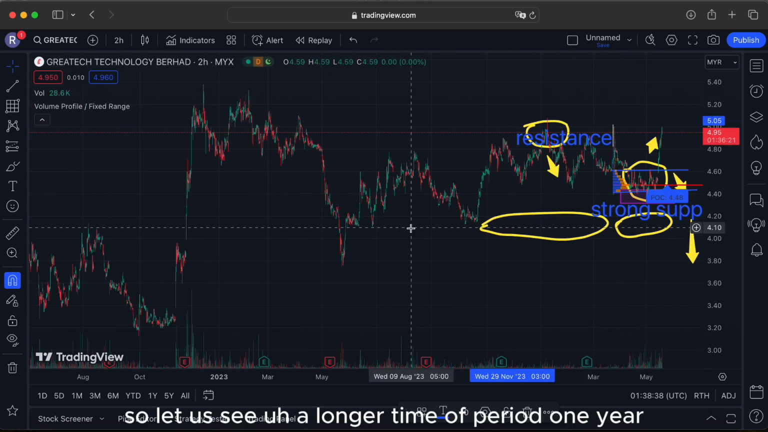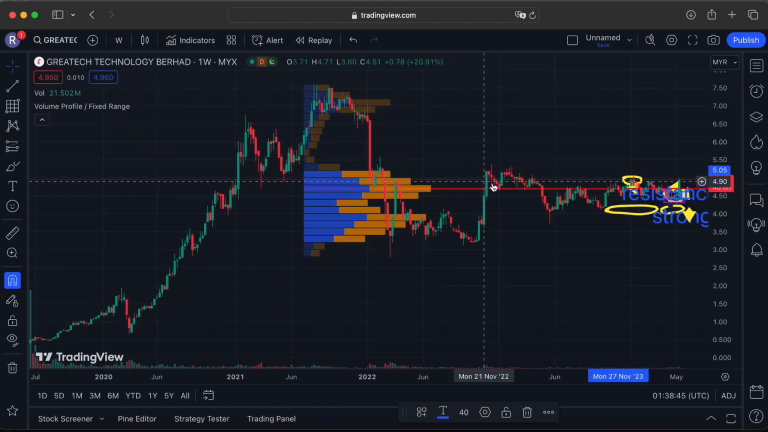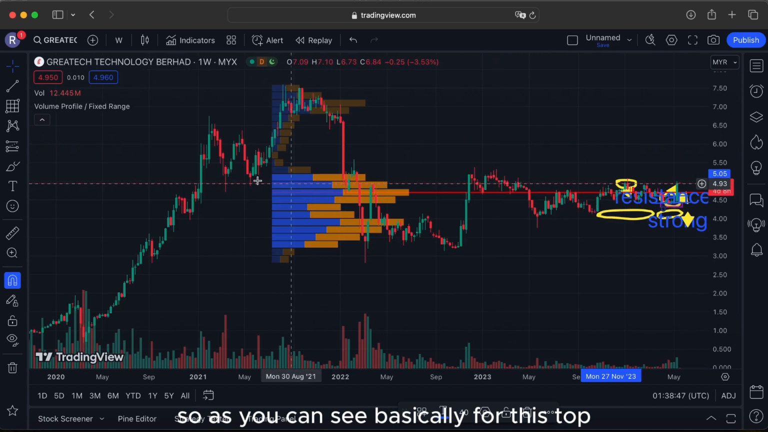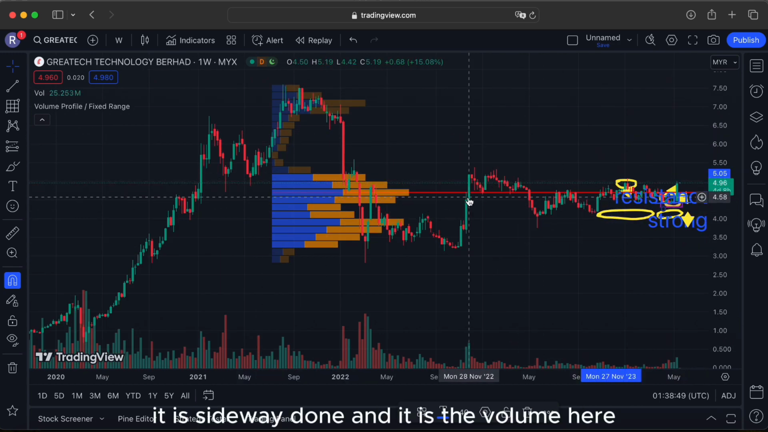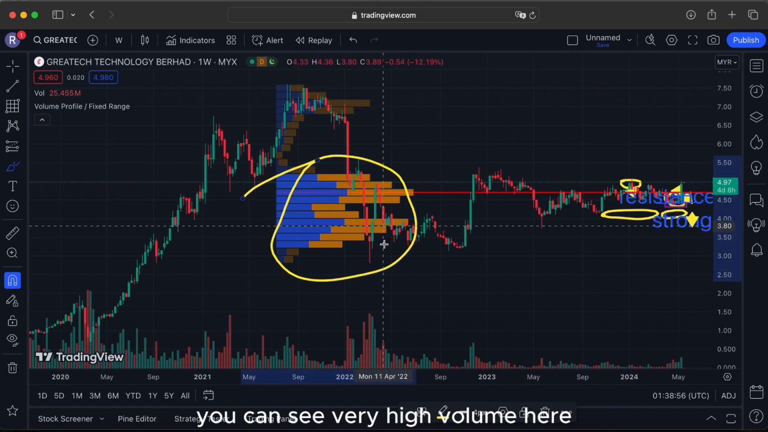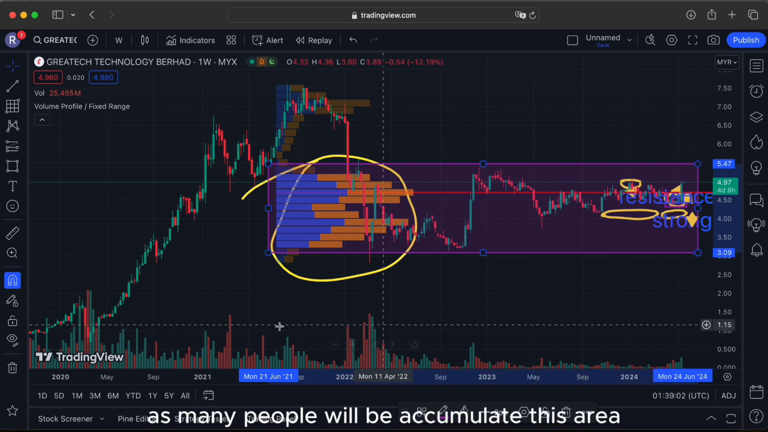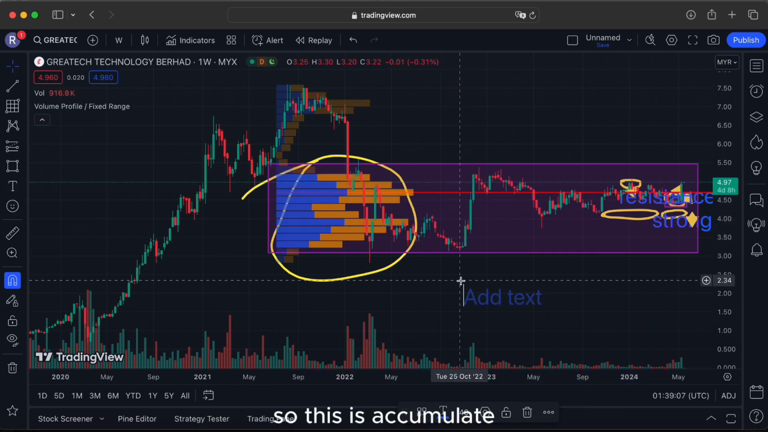So let us see a longer time period, 1 year. Okay, so 5 years. As you can see, for this stock, it is a sideways zone, and you can see very high volume here. This means that this area is confirmed to be a very strong boundary box, as many people will accumulate in this area.